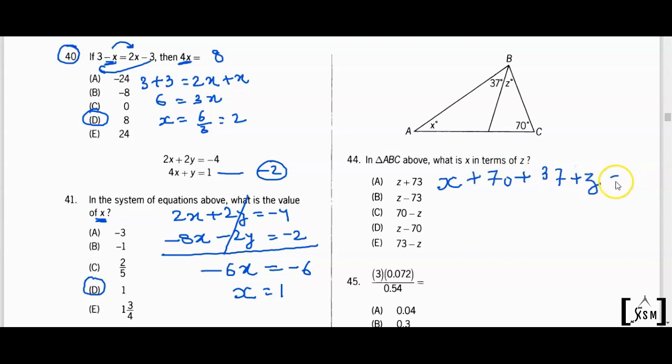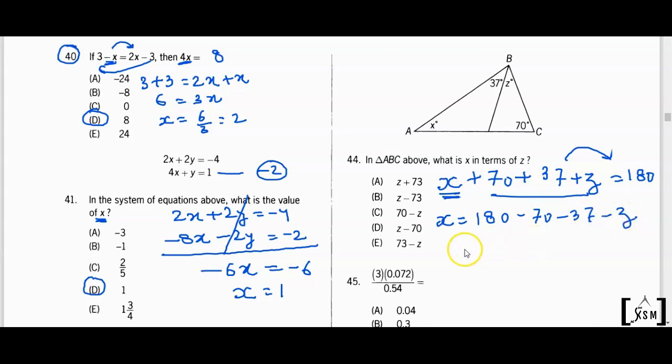We have to write x in terms of z. So we have to make x alone. Okay. So we'll bring all of this stuff to the x equal to 180 minus 70 minus 37 minus z. So we get 180 minus 1 z minus z, which is 73 minus z. So option E should be the correct answer, right? Let's move on.